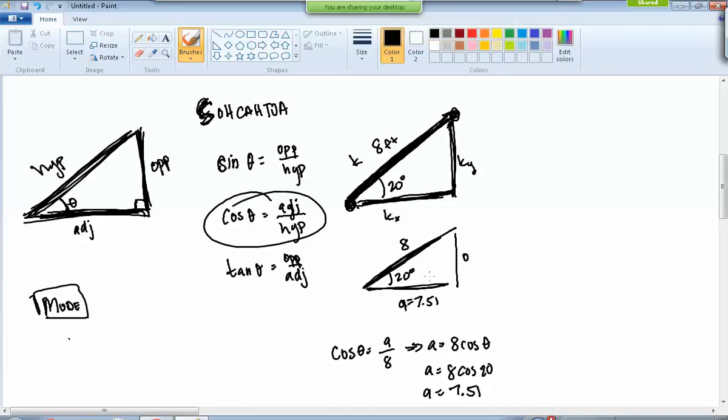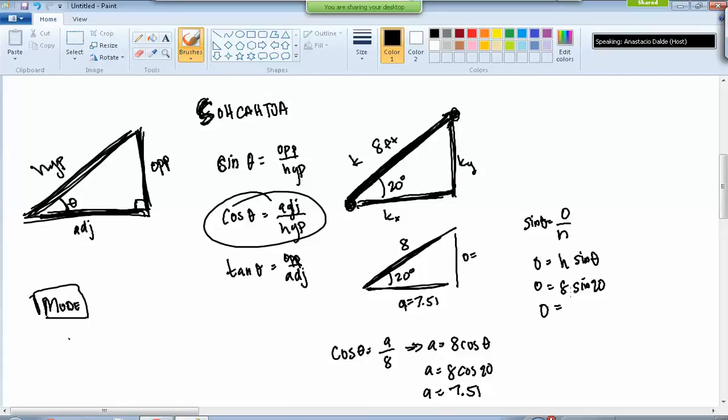Now I want to figure out what O is, and I know theta, and I know 8. So I would argue that I can just use sine of theta equals opposite over hypotenuse. And if I want to figure out what O is, that's not a 0, by the way, that's an O, then that's 8 sine theta, or 8 sine 20, which is what? Come on, folks, I don't have a calculator on me.